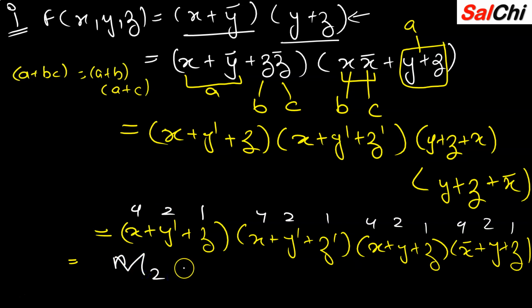Okay, then the second one we will look at. For the second one you don't have to add anything. Where is a complement? Here is a y complement, and here is a complement. So it is 2 plus 1 gives you 3, it's M3. Then in the third one we don't have a complement, so it will be M0. For here we have x complement, so it is x at 4th position, so it will be M4.